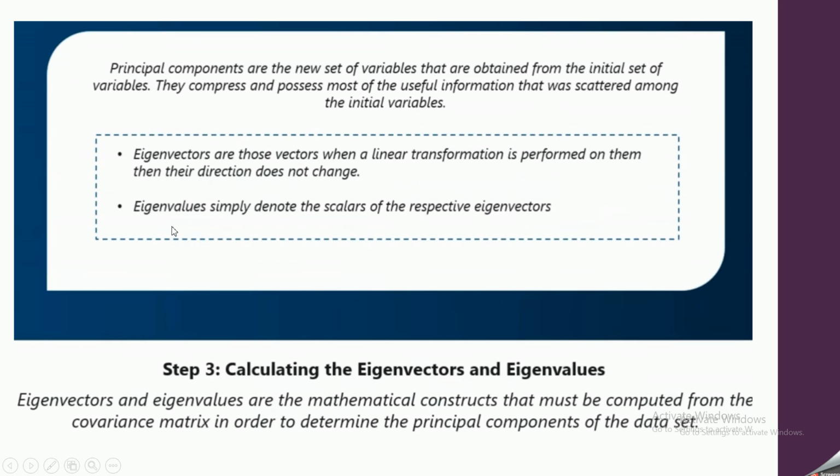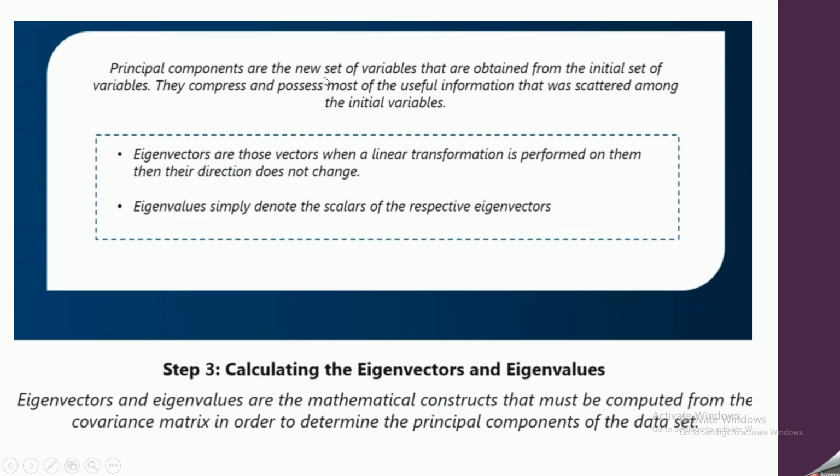Now once the covariance matrix is obtained, we have to calculate the eigenvalues and the respective eigenvectors. Eigenvalues and eigenvectors are the mathematical constructs that must be computed from the covariance matrix to determine the principal components of the data set. So, once the covariance matrix is obtained, we need to calculate eigenvalues and eigenvectors. Eigenvectors are those vectors when a linear transformation is performed on them, then their direction does not change. Eigenvalues simply denote the scalars of the respective eigenvectors. To understand these statements, in the upcoming video, we will be taking a numerical.